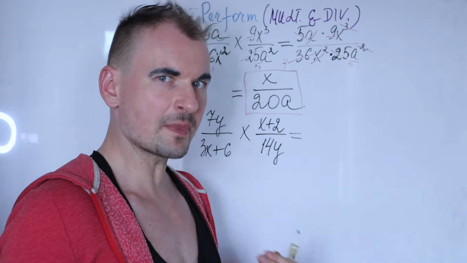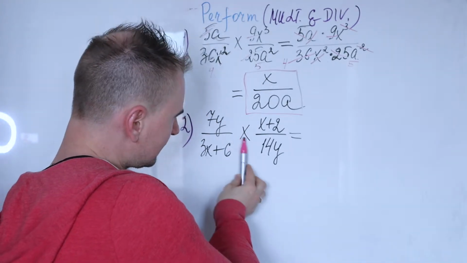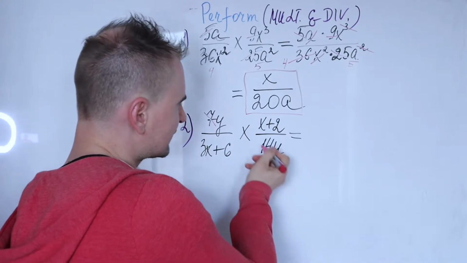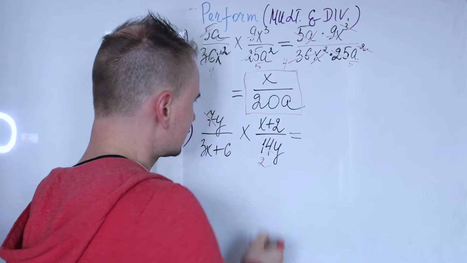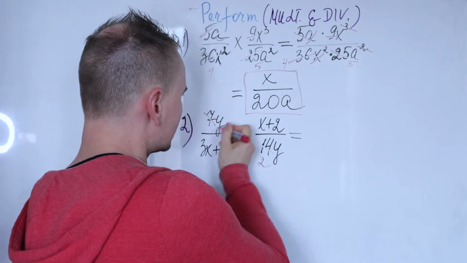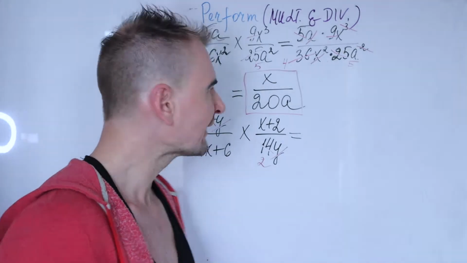So just from the beginning, you can. For example, here, because we have multiplication, we could reduce by 7, and we could reduce by y, so actually y and y cancel each other out.